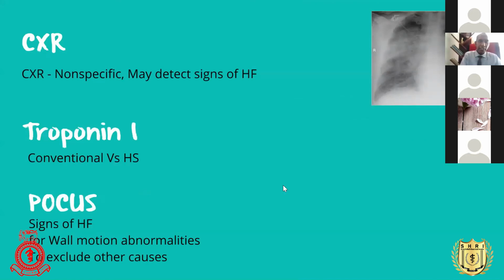Again, chest X-ray, you can take it, but it's basically to rule out other diagnoses. And troponin, you have conventional troponin, you have high sensitivity troponin, and now we are in the era of talking about delta troponin, the change of troponin levels. So those can be used, and the point of care ultrasound scan can be used to see the signs of heart failure, and we can see the wall motion abnormalities to help with our ED decision making. And it is very helpful to explore the causes as well.